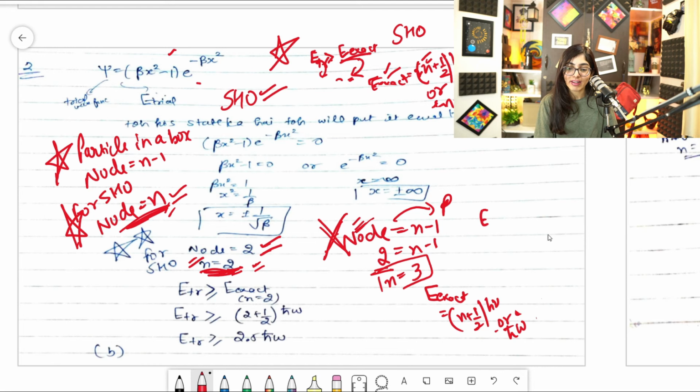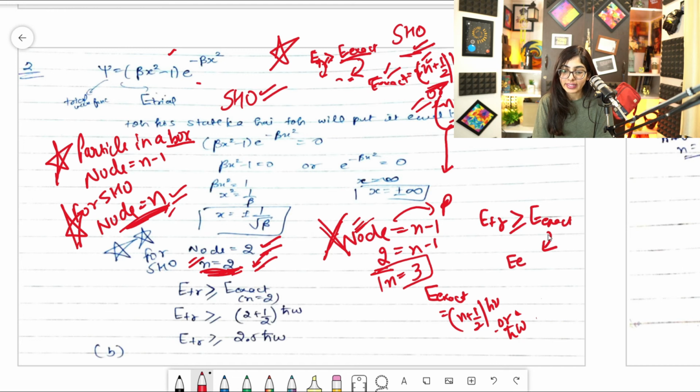So you know that E trial is greater than or equal to E exact. Clear? So I can find E exact by the formula. First check whether it is SHO or particle in a box. So I got it. It is SHO. So SHO means the formula is n plus half h nu, but I'll be taking n plus half h cut omega, because in the options it is always h cut omega in all the 4 options. And you know the value of n. I calculated the value of n as 2.